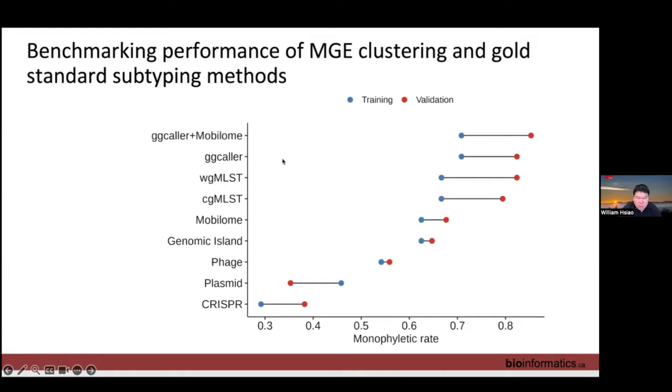What you can see here is that when we combine the cgMLST using this program called ggCOLLR, in other words, when we combine the core genomes and also the mobile elements, we actually got slightly better prediction or congruencies between the dendrograms and the epidemiologically investigated or confirmed results. So in other words, the grouping of strains to the outbreaks was better when both the mobile elements and the core genes were taken into account.